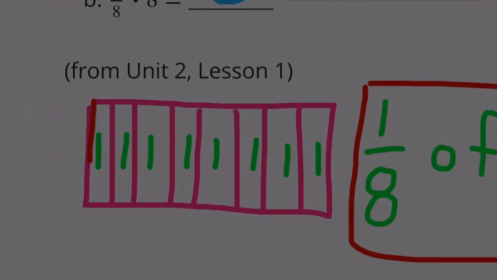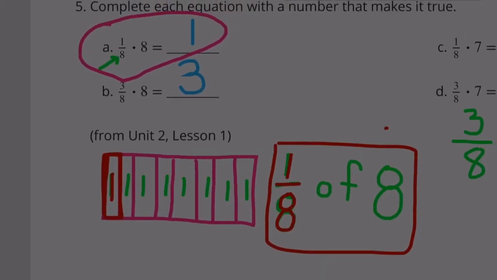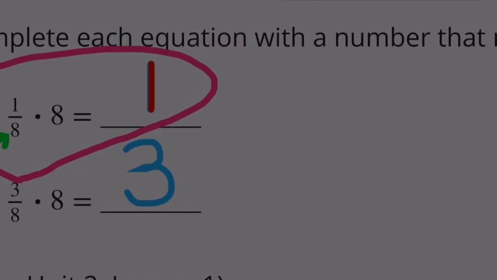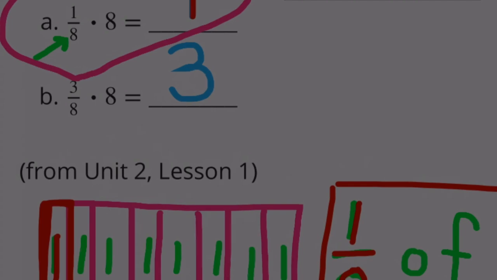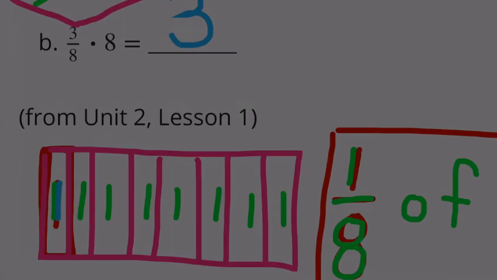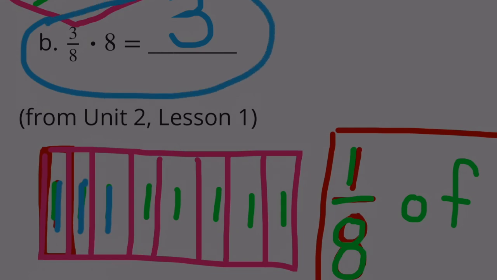Each one of these is considered a fraction of the whole, right? And that fraction is 1/8. So let's take that 1/8. The value inside there is 1. So we know that the answer is 1. When it said 3/8 of 8, well, you take this 1/8, 2/8, 3/8. So 3/8 of 8 is 3.